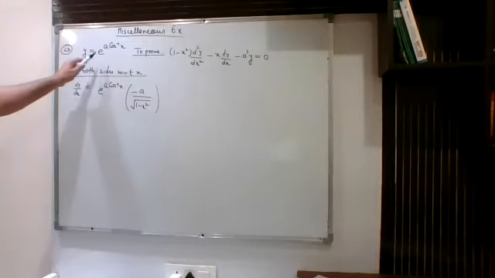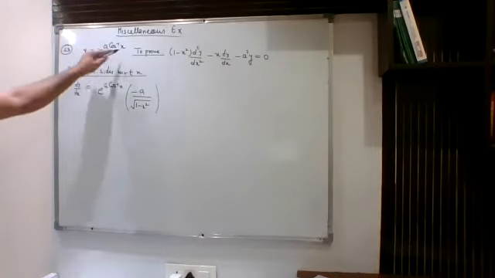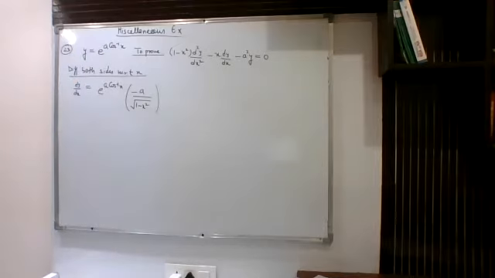So e to the power of theta, this is e to the power theta, then we have to take the derivative of this theta also. So this is what we are getting.